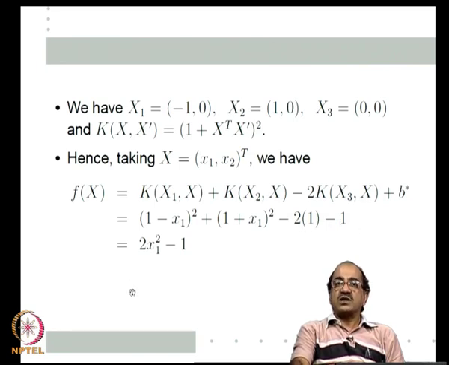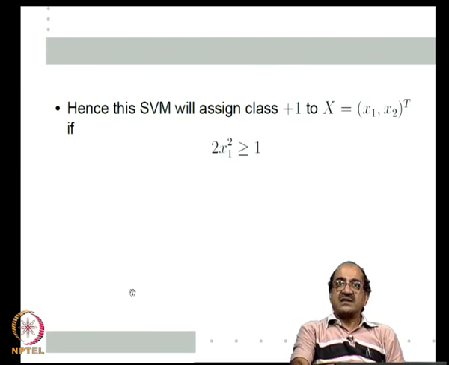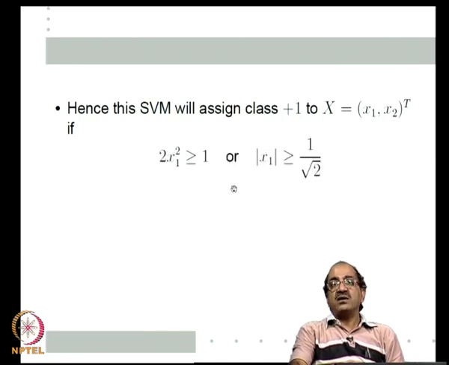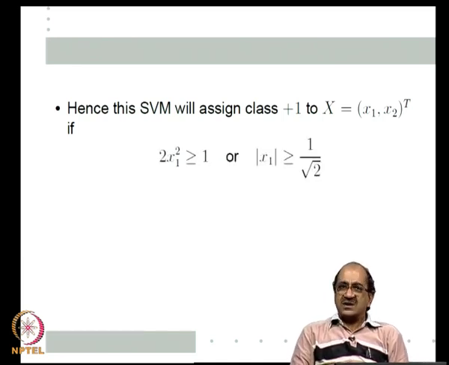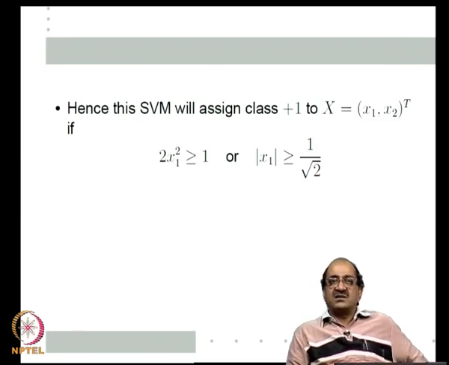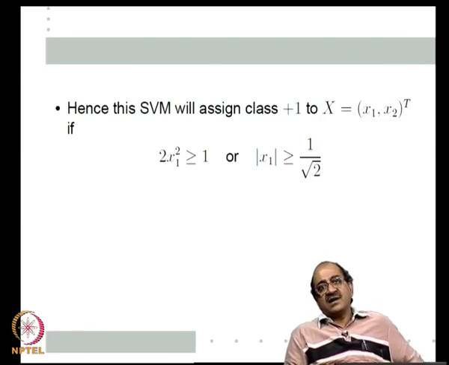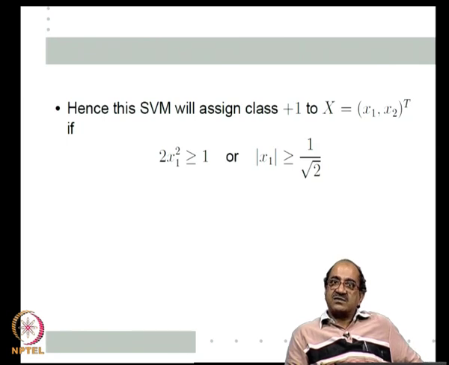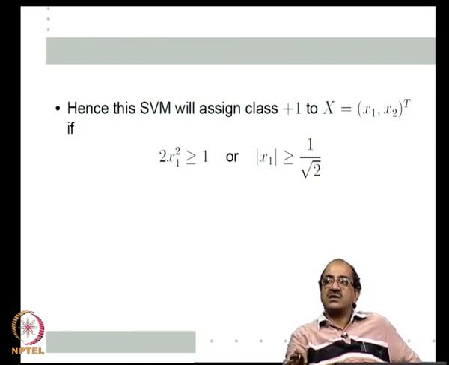So, my f(x) is 2 x1 square minus 1, which means this SVM will assign class plus 1 to x, any given x1 x2, if 2 x1 square is greater than 1, or x1 is greater than root 2. This is exactly what we said: the square of the first thing should be greater than some threshold. That is the SVM that has magically come out. We did nothing, we just chose a kernel function.